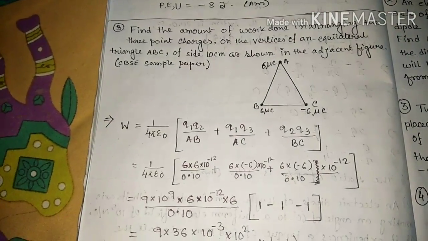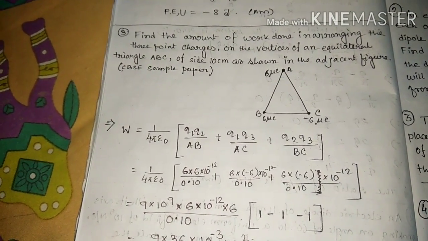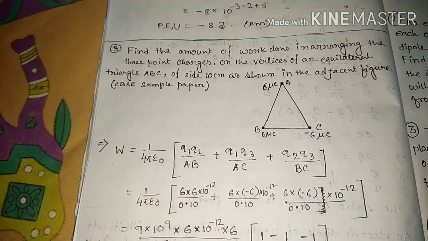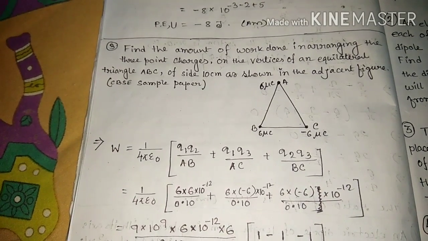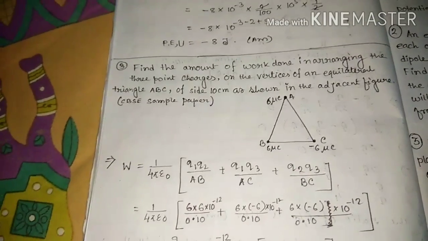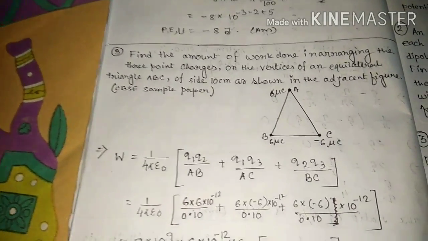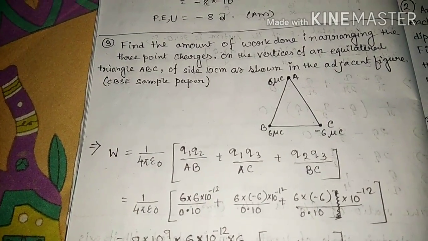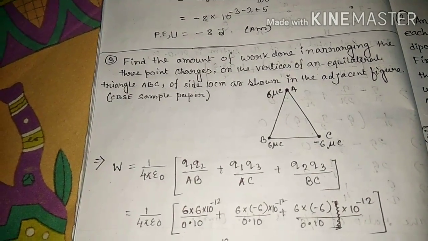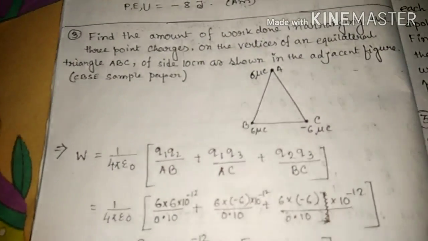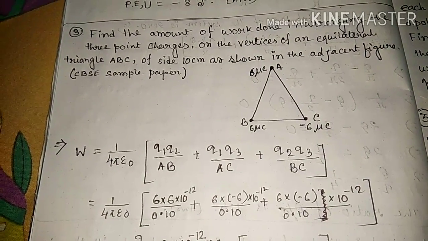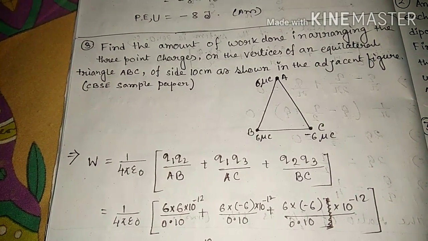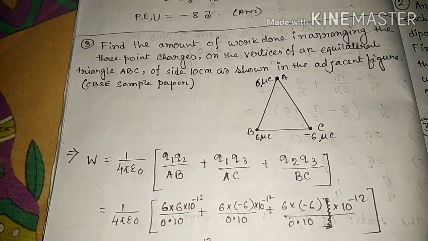Next, find the amount of work done in arranging three point charges on the vertices of an equilateral triangle ABC of side 10 cm, as shown in the adjacent figure. This also came in a CBSE sample paper. This type of numerical also comes in the exam. As shown in the figure, ABC is a triangle. At point A, 6 microcoulomb. Microcoulomb means 10 to the power minus 6 coulomb. At point B, plus 6 microcoulomb. At point C, minus 6 microcoulomb.